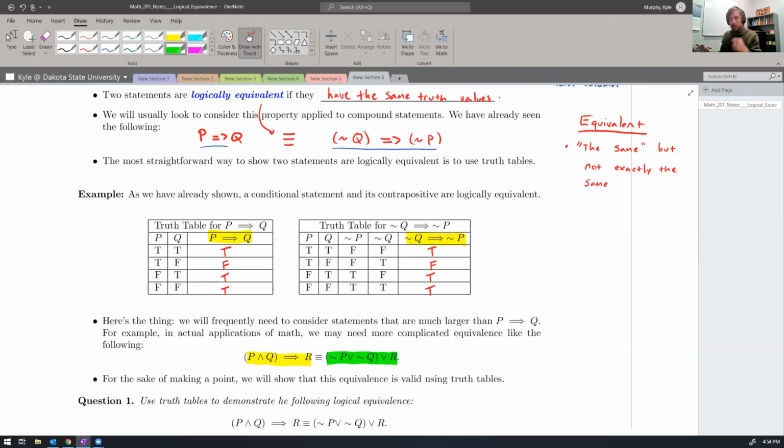And well, the tool that I've introduced in this video for doing so is using truth tables. And so I actually want to end this short video doing a truth table proof of the fact that these two statements that I've highlighted there are logically equivalent.